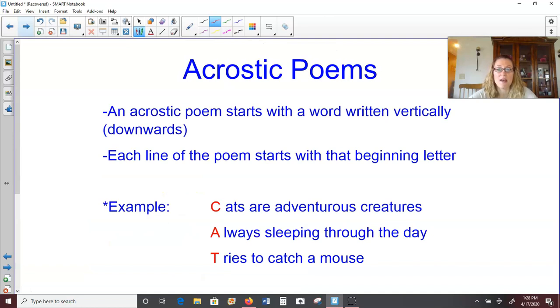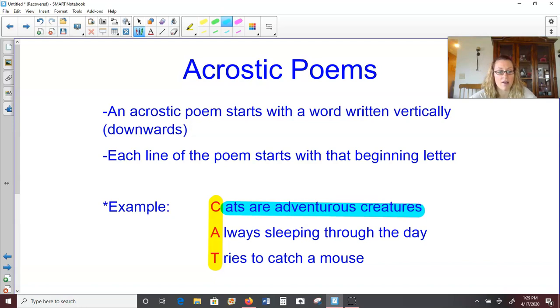All right, so now let's get into different types of poems that you can be thinking about creating this week. Acrostic poems, and I'm sure you have seen these kind of poems before, but maybe just didn't know what they were called. But an acrostic poem starts with one word that's written vertically, which means going straight down, and then each line of the poem starts with that beginning letter. So for example, if I wanted to write a poem on cats, I might start with the word cat going vertically, and then off of each letter, I would write something that has to do with cats, but it has to start with the letter C for cat.